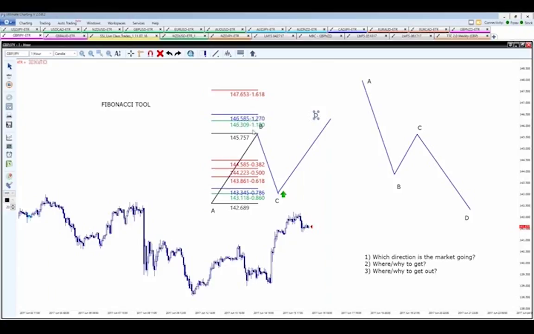So actually here, Ethan just asked, why are these different colors? My Fibonacci's aren't different colors.